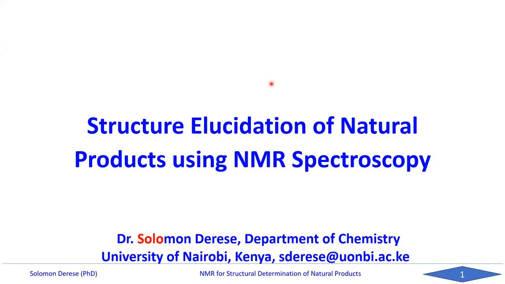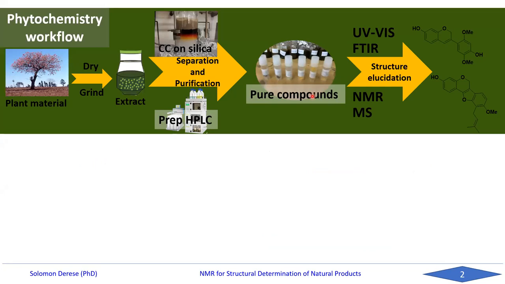This is just the basic workflow we use for isolation and structural elucidation of natural products from biological sources such as plants. And once the compounds are isolated, the next and most important step is their structural elucidation using a combination of instrumental techniques.